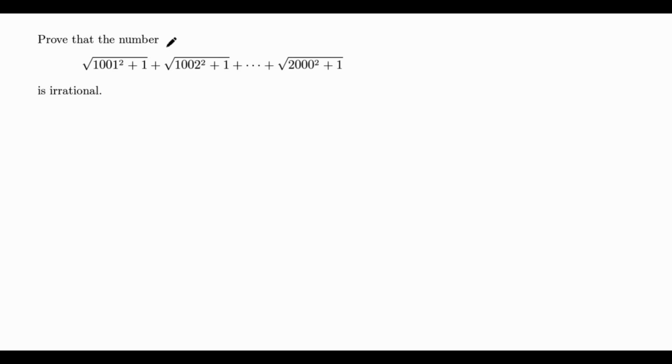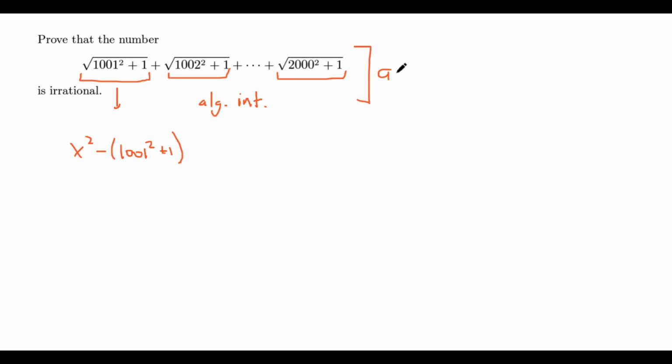So, let's try to use our newfound knowledge of algebraic integers. Let's first look at this number. We note that this number is in fact an algebraic integer because it is the root of the polynomial x squared minus (1001 squared plus 1). And this is a monic polynomial with integral coefficients. And similarly, this and all the way to this, these are all algebraic integers. So using our first property, we know that the sum of this is also an algebraic integer.